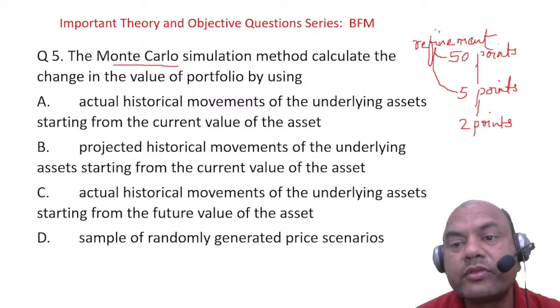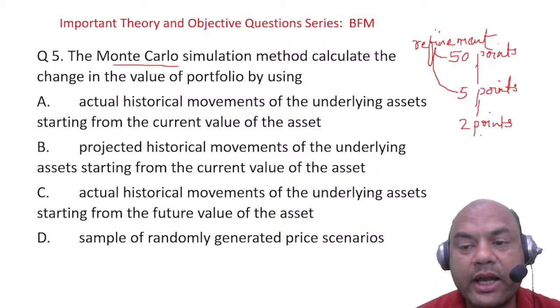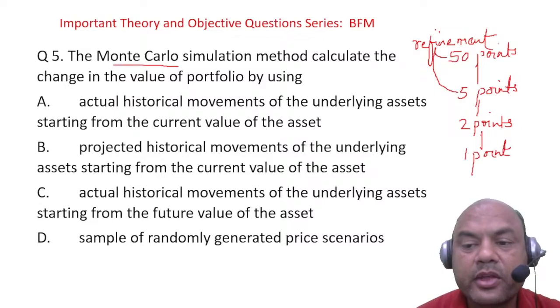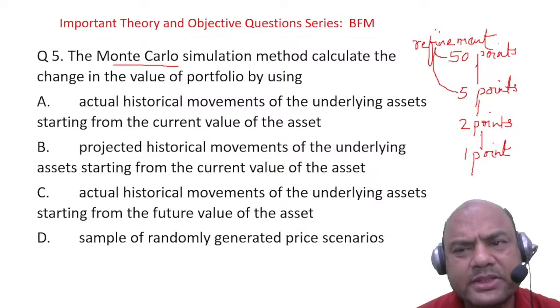It means we are going on refining the scenarios, asking what all can happen. So that is Monte Carlo simulation. And in the end, from the 2 points we come up to the single point, which is our main answer. So that is Monte Carlo. It goes on refinement. I have given you this in layman's language.